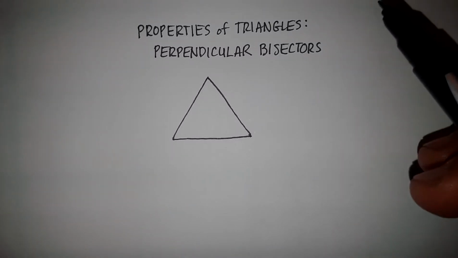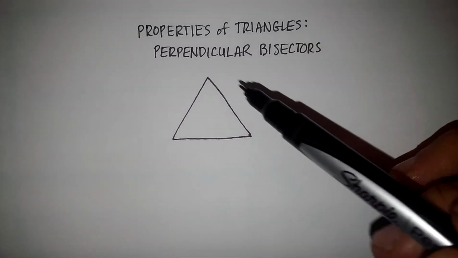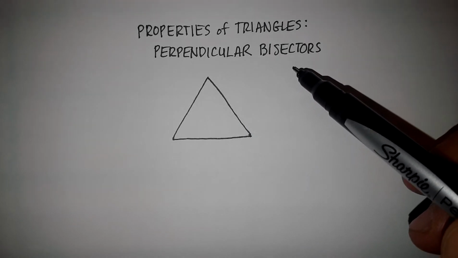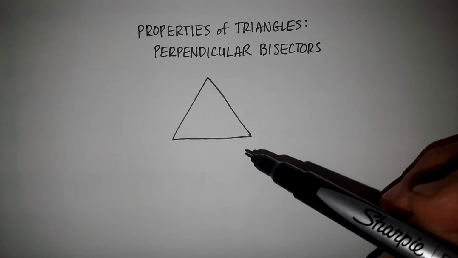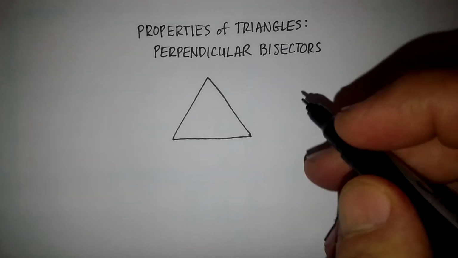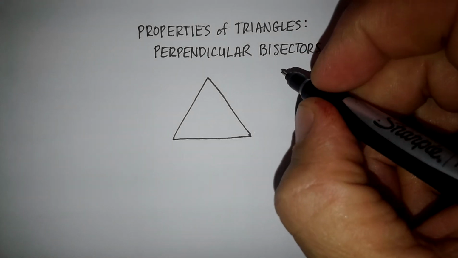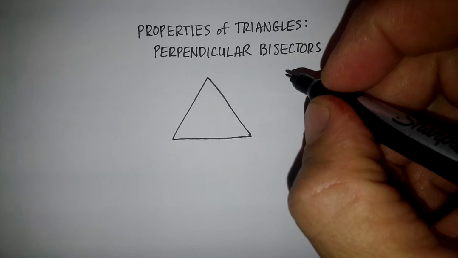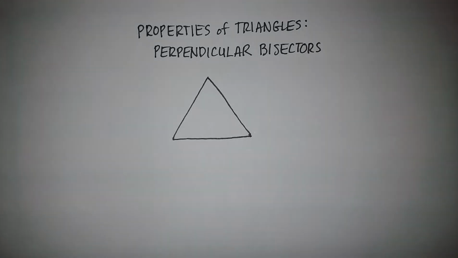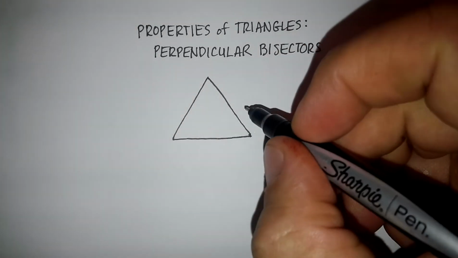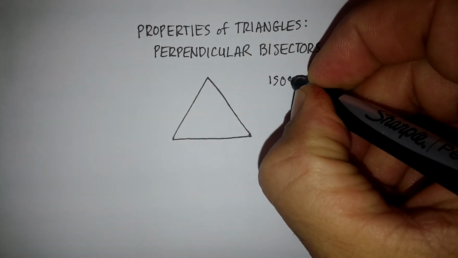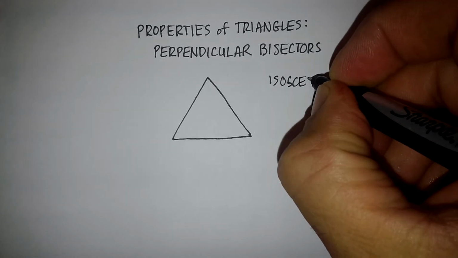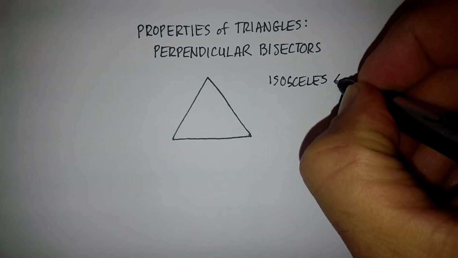Okay, so in this video, we're going to go over something called perpendicular bisectors, and it's particularly useful when we're talking about triangles. And in particular, it's also useful when we're talking about either isosceles or right triangles or equilateral triangles. Now, I'm going to pretend that this is an isosceles triangle, okay? Let me just write that in there. So this is an isosceles triangle.